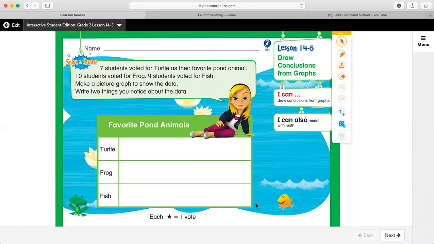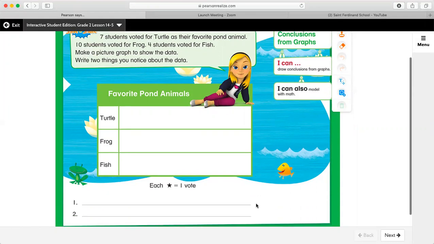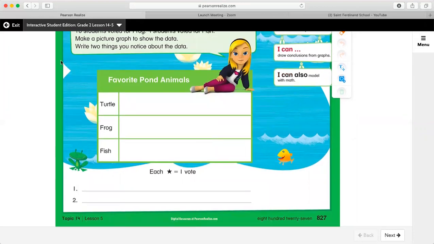So right here on our Solve and Share, it says 7 students voted for turtle as their favorite pond animal. 10 students voted for frog. 4 students voted for fish. Make a picture graph to show the data. Write 2 things. You can see 1 and 2. Write 2 things you notice about the data.